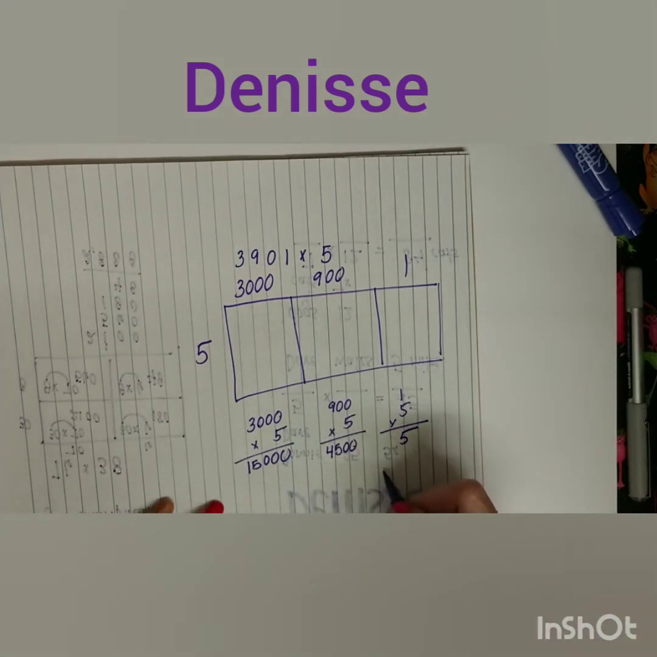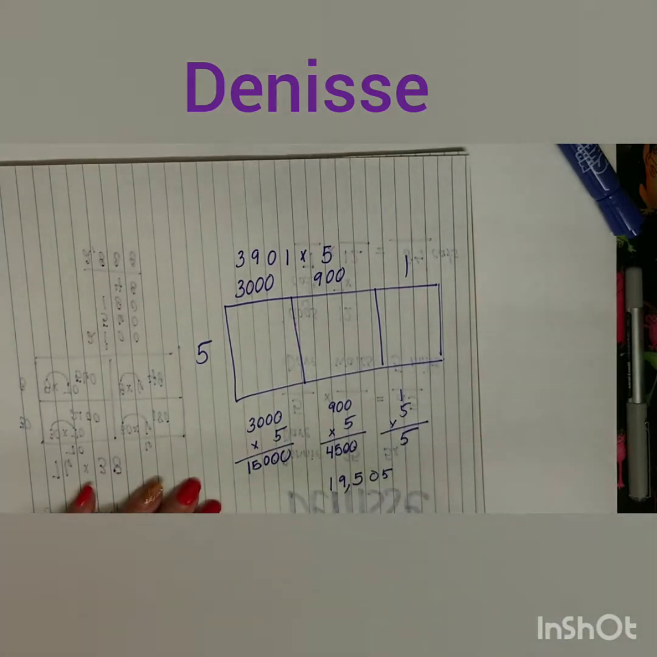5, 0, and 0 is 5. 0 and 0 is 0. 5 and 0 is 5. 4 and 5 is 9. And 1 and 0 is 1. 19,505. Hope this video helps, Denise.